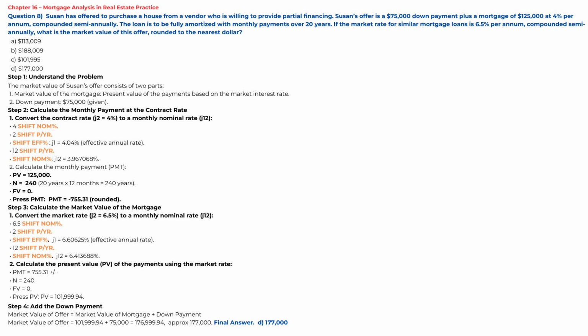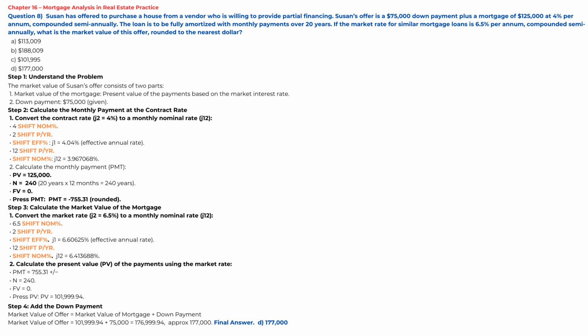Question 8. Susan has offered to purchase a house from a vendor who is willing to provide partial financing. Susan's offer is a $75,000 down payment plus a mortgage of $125,000 at 4% per annum, compounded semi-annually. The loan is to be fully amortized with monthly payments over 20 years. If the market rate for similar mortgage loans is 6.5% per annum, compounded semi-annually, what is the market value of this offer? Rounded to the nearest dollar.